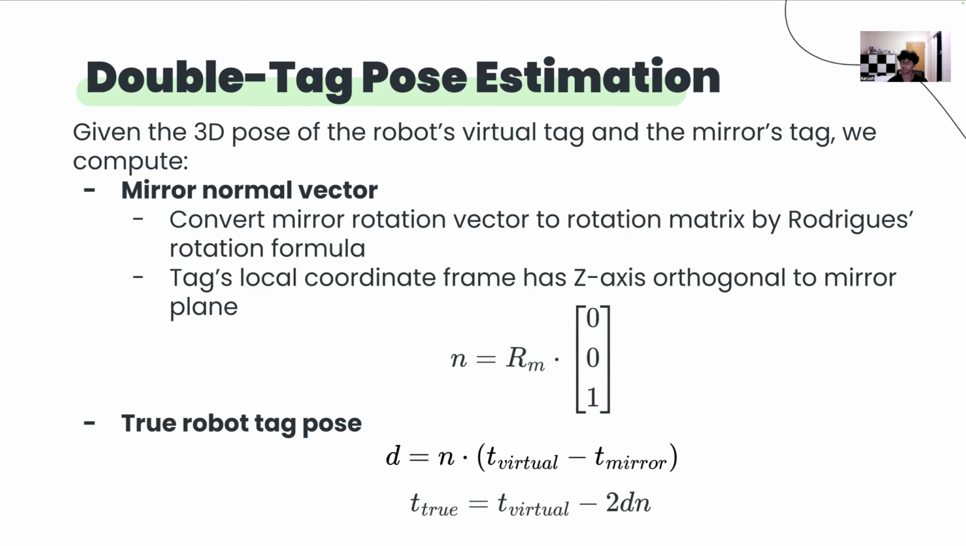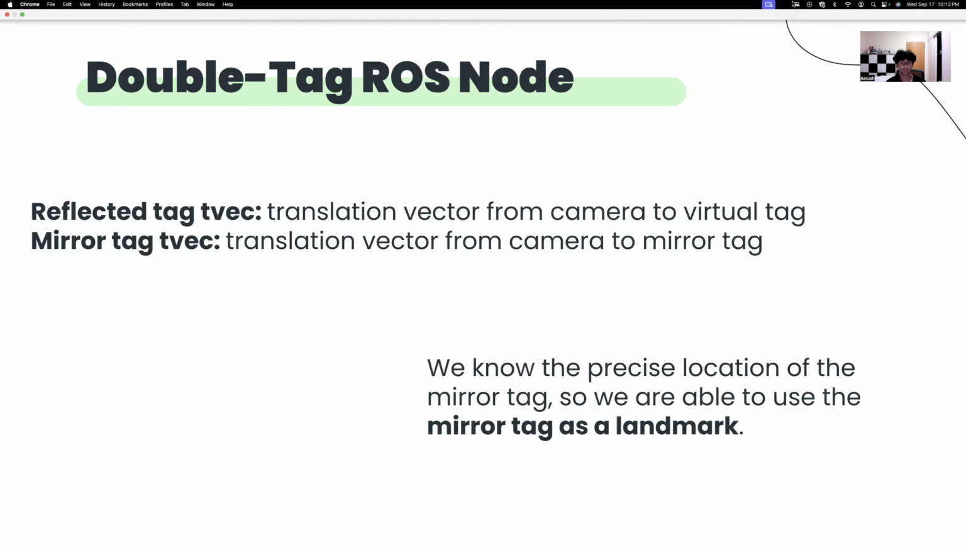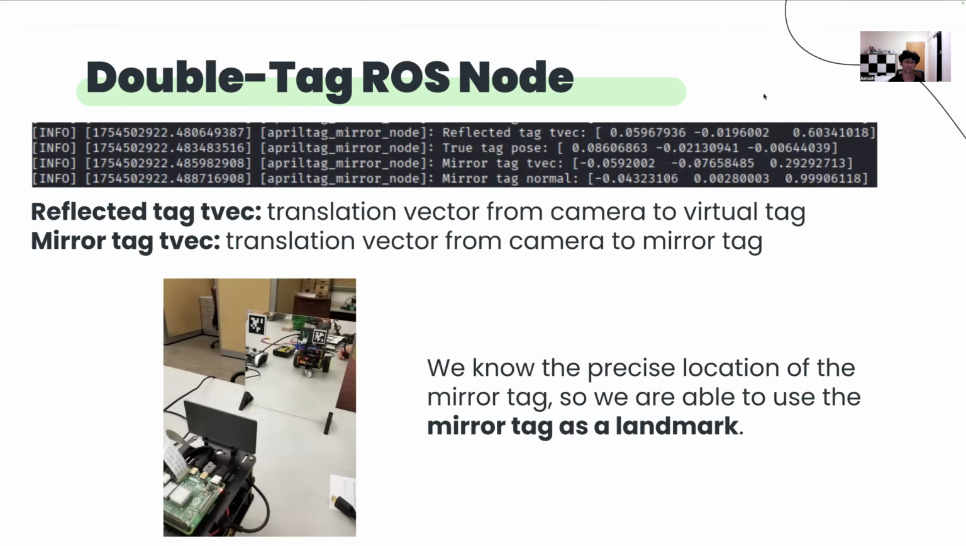This is easier because there's an AprilTag on the mirror and an AprilTag on the robot, so it can identify itself. Next, here are the ROS nodes we used for double tag estimation. So one, here's a reflected tag translational vector, which is a translational vector from camera to a virtual tag. We also use a mirror tag translational vector, which is a translational vector from camera to mirror tag. See the data shown over here with math.